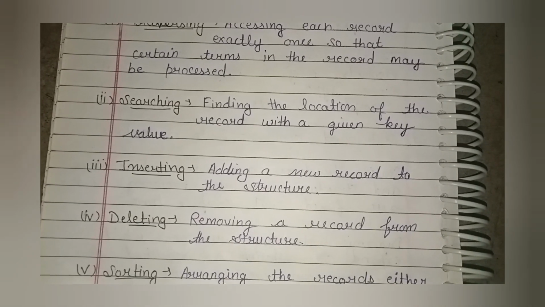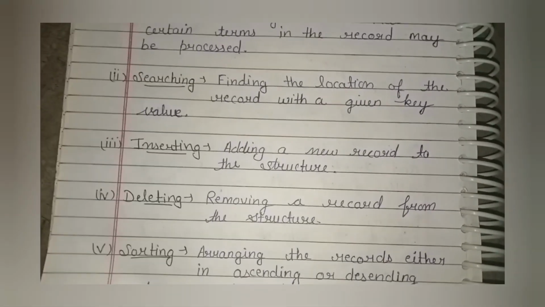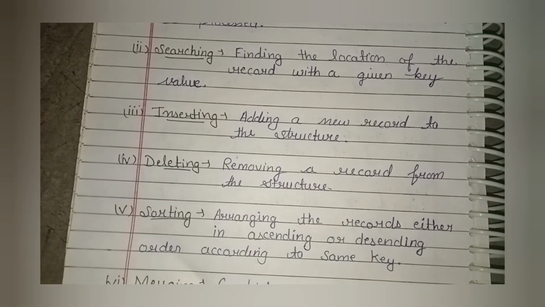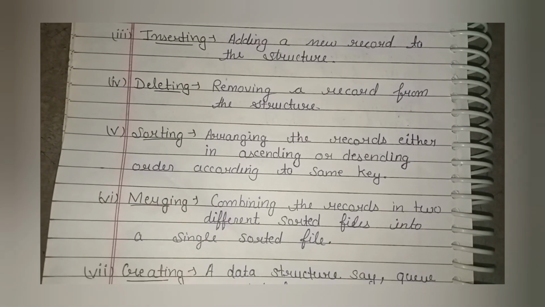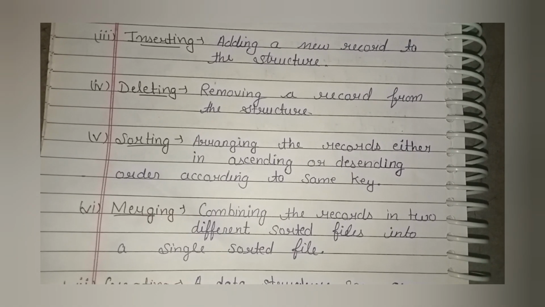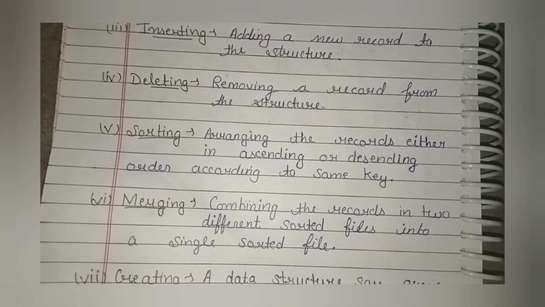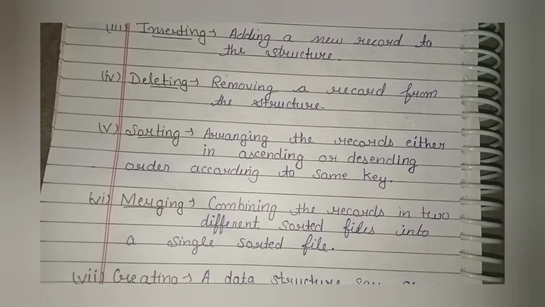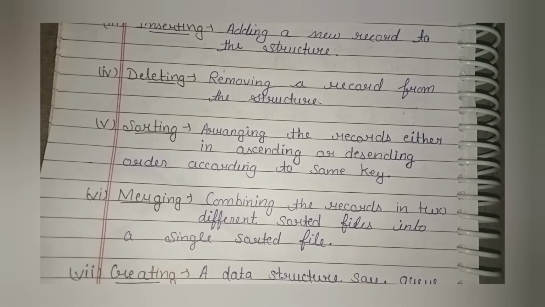Next is inserting: add a new record to the structure. Deleting: removing a record from the structure. The next operation is sorting: arranging the records either in ascending or descending order according to some key. Next is merging: combining the records in two different sorted files into a single sorted file.